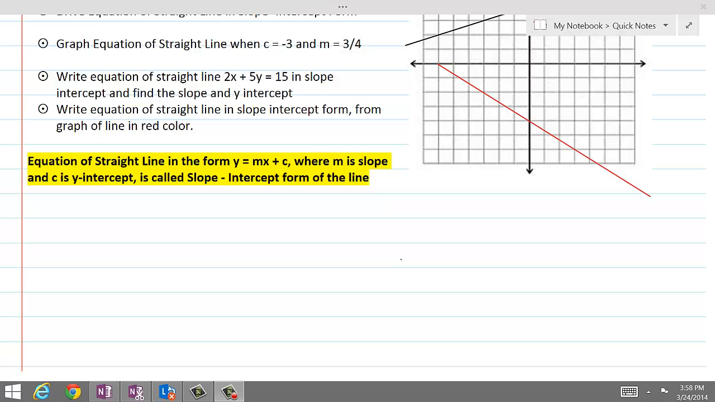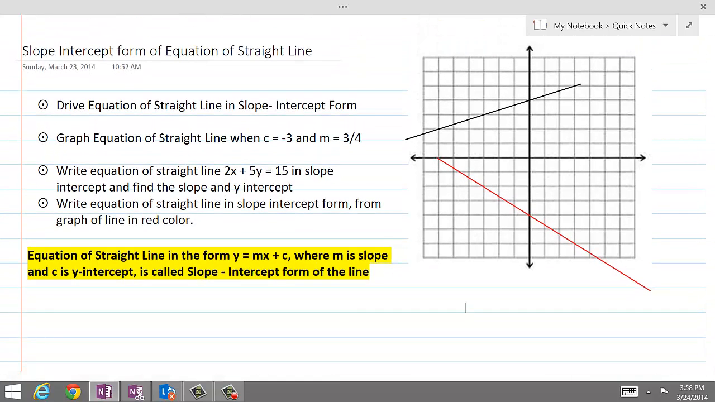Equation of straight line in the form y is equal to mx plus c, where m is slope of the line and c is the point where line intersects y-axis, is called slope-intercept form of the line. Let's get started to derive equation of straight line in the form y is equal to mx plus c.